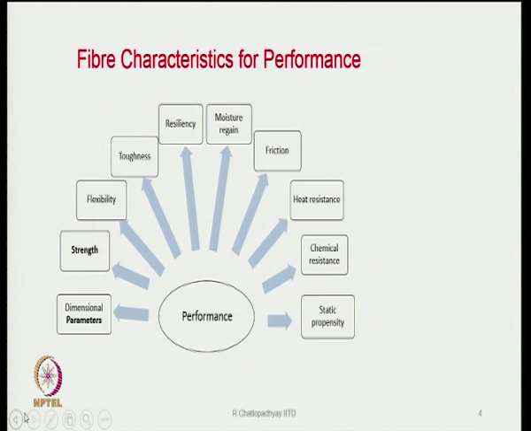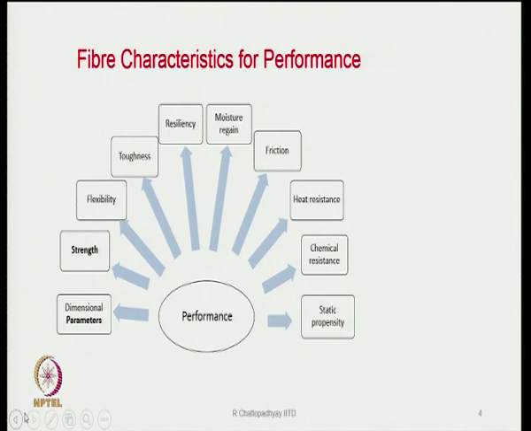The next class is the mechanical properties of the fiber, where strength is important. With strength, obviously, the elongation also will come, the modulus will also come, the flexibility, the bending rigidity of the fiber, the toughness of the fiber, which is basically represented by work of rupture, the resiliency of the fiber, how elastic the material is. Then comes moisture regain, whether the material absorbs moisture or not, the frictional property of the fiber, the heat resistance, that is the thermal property of the fiber, what is the temperature at which the material is going to melt or soften. These properties are important, whether it is combustible or not.